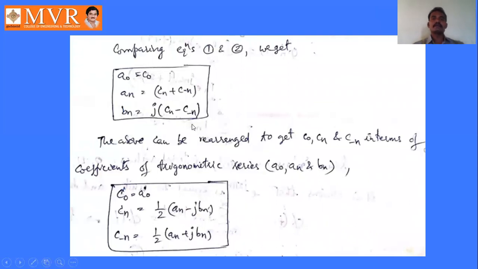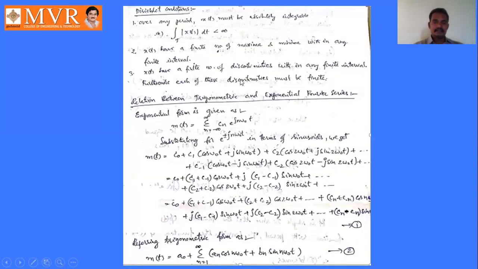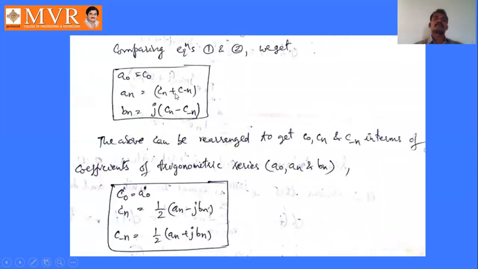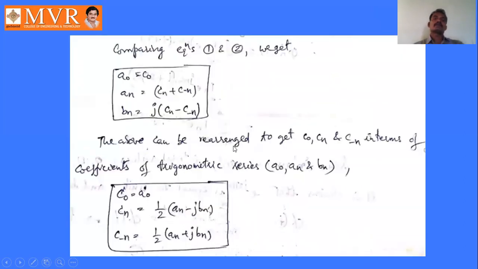Next, coming to the trigonometric form of the Fourier series, that is m(t) = a0 + sigma n=1 to infinity of (an cos n omega0 t + bn sin n omega0 t). Let it be taken as equation number 2. Next, by comparing equations 1 and 2, we get a0 equal to c0. These are the cos n omega0 terms and these are the sin n omega0 terms. So an equals cn plus c(-n), and bn equals j into (cn minus c(-n)).